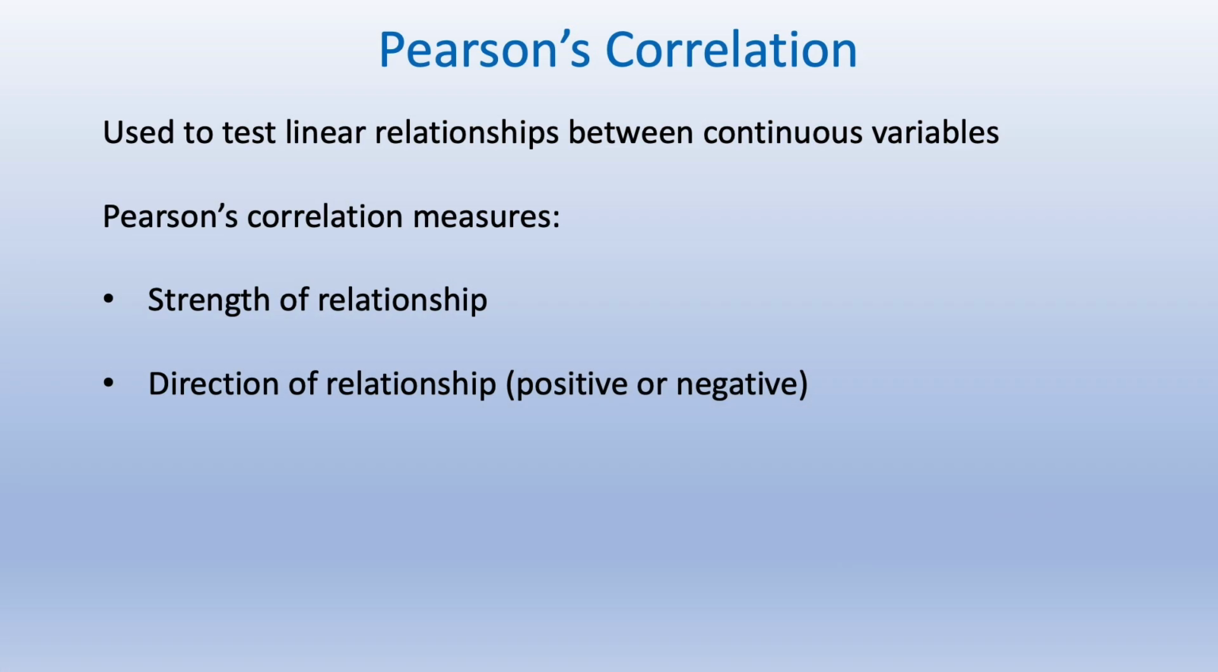Next, we come to Pearson's correlation. Pearson's correlation is used to test linear relationships between continuous variables and measures the strength and direction of the relationship. If the increase in one variable leads to the increase of the other variable, it indicates a positive relationship between the two variables. However, if the increase in one variable leads to the decrease of the other variable, it indicates a negative relationship between the two variables.